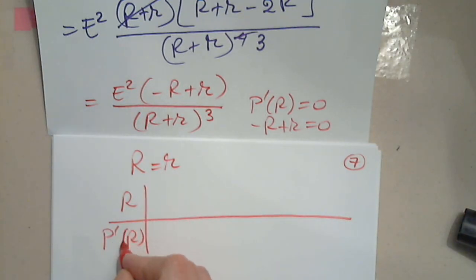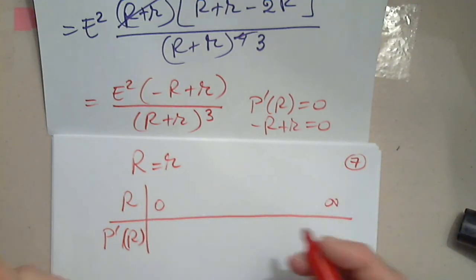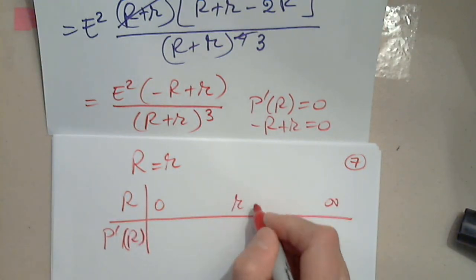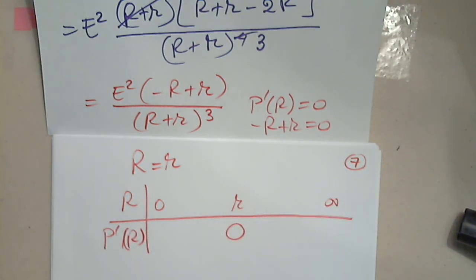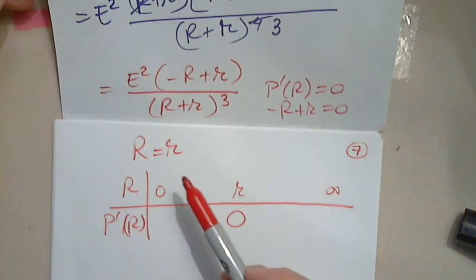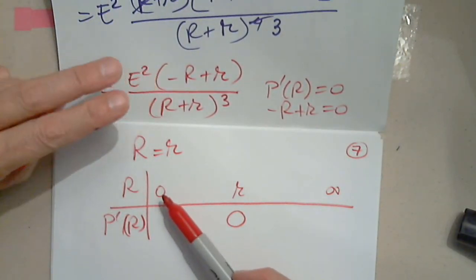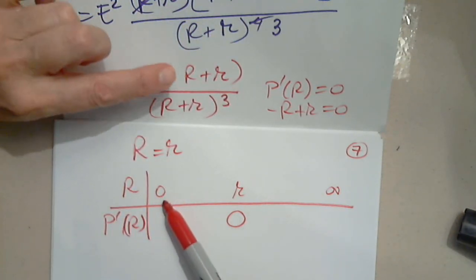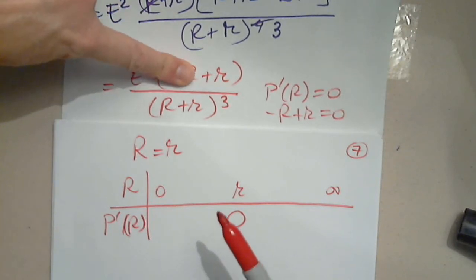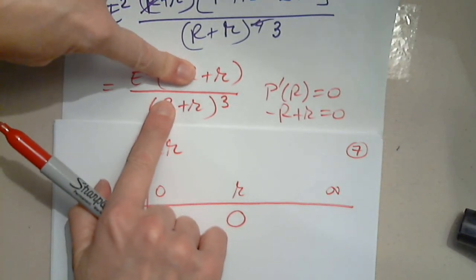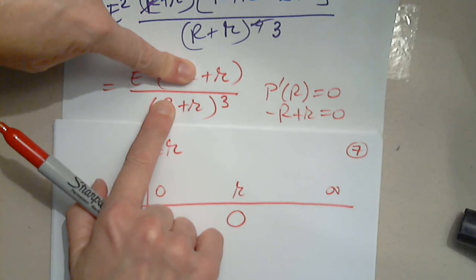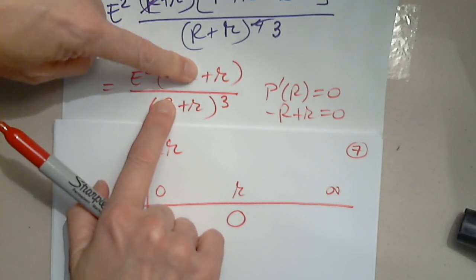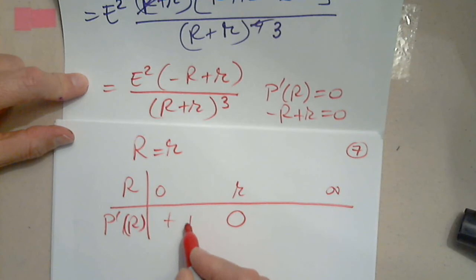So R is the variable in the problem. I'm studying the sign of the derivative to identify whether this gives a max or a min. So 0 to infinity, of course, not 0 and not infinity, but you know what I mean. When I plug in 0 for R, this is 0, this is 0. So I have r over r cubed, which will be 1 over r squared with E squared. So this is definitely positive.